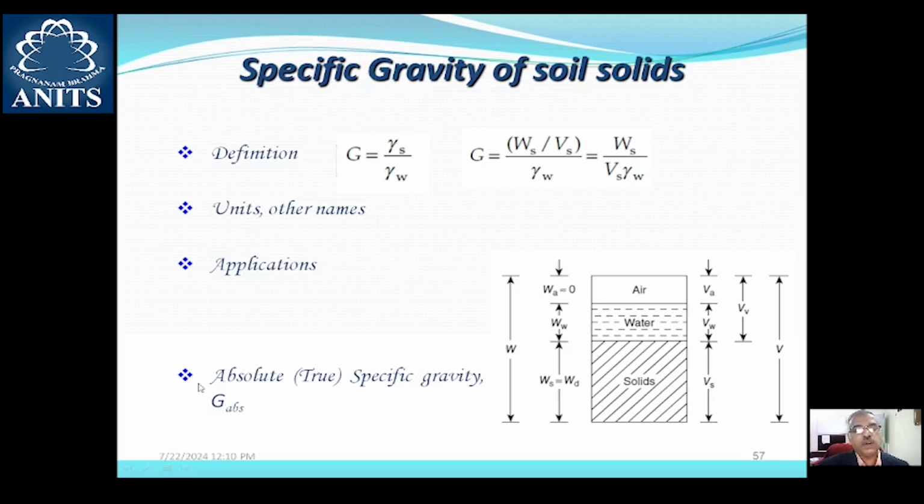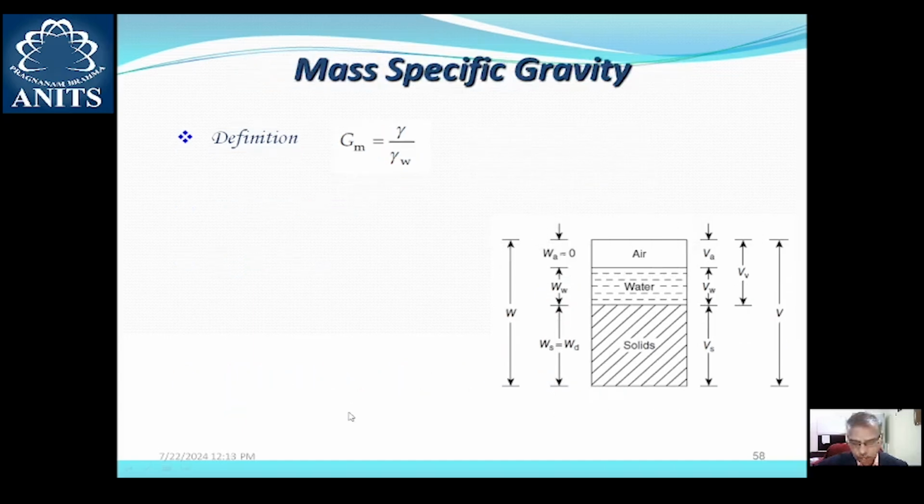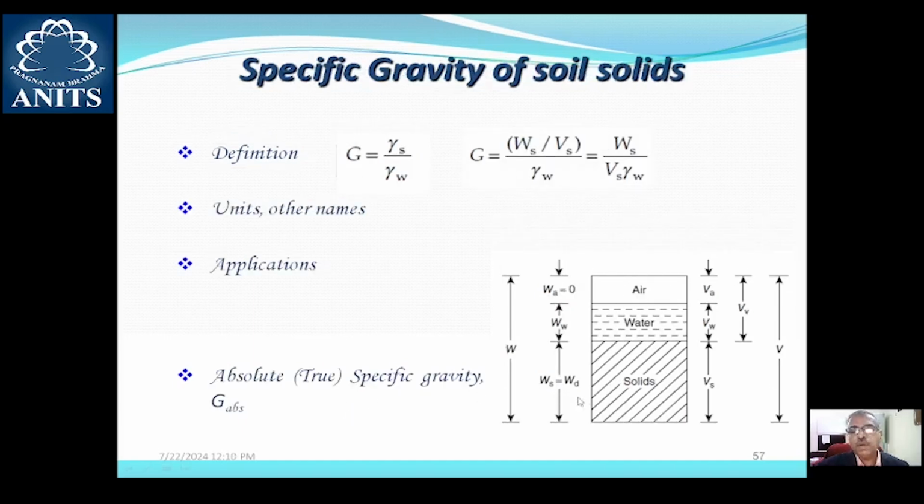Specific gravity is also referred to as the absolute specific gravity or true specific gravity. If you exclude the void part, the impermeable void space within the crystal structure of the solid particles, then what you get is the absolute or true specific gravity, which is different from the specific gravity of soil solids. Absolute or true specific gravity is used for research applications.